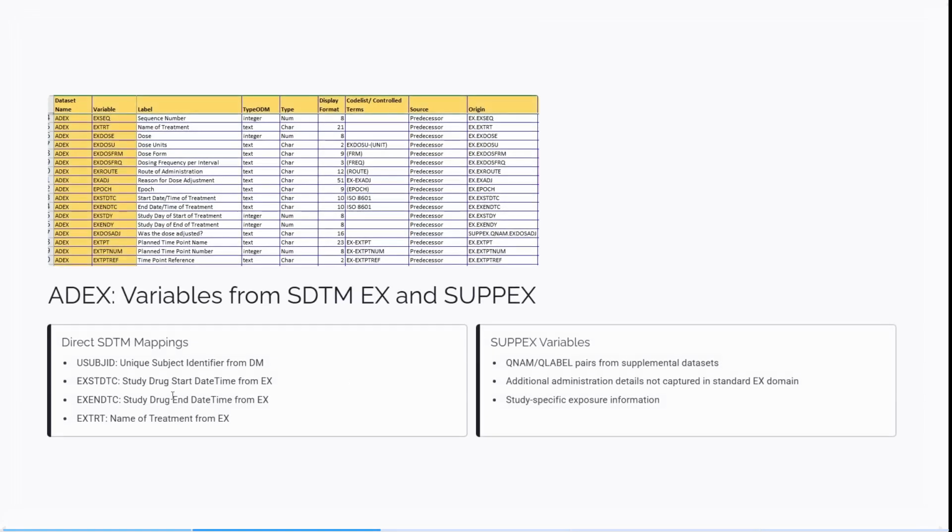Okay, so the ADEX variables, for example the analysis treatment variables from SDTM and SUPPEX. So the ADEX is a combination of both the SDTM EX dataset and the supplementary dataset. So for direct SDTM mapping, you can use the unique subject ID, exposure start date, exposure end date, and exposure treatment. And the SUPPEX will have QNAM and QLABEL for the supplementary dataset. Additional administration data not captured in the standard EX domain, and study specific exposure information, is present in SUPPEX.